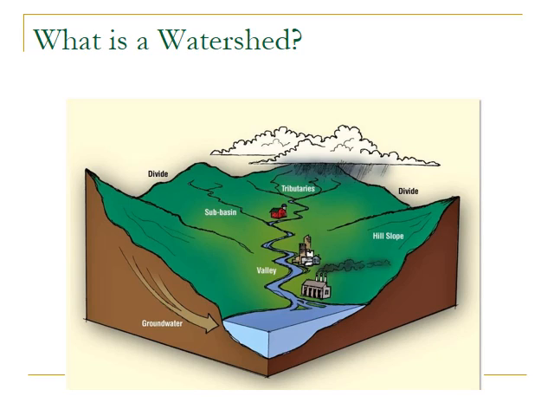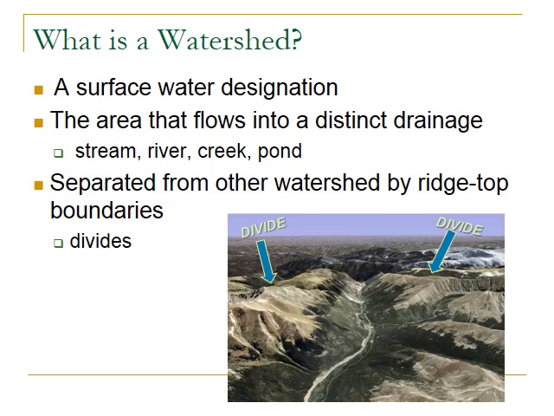Okay, just some terminology we've got to get right. Of course, I suspect most of you know what a watershed is. We will talk about tributaries, some sub-basins, slope and divides, and also the relationship between the watershed and the groundwater. But what is the definition of a watershed? Well, the book definition of a watershed is that it is a surface water designation. It's all the area that flows into a distinct drainage. Those distinct drainages would be streams, rivers, creeks, ponds, anything that is a surface water designation.